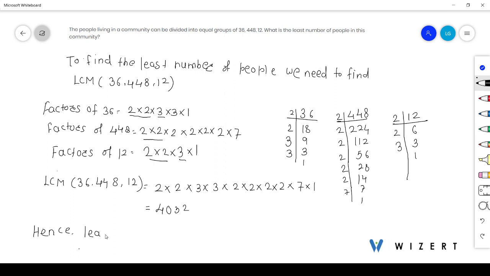Hence, the least number of people living in this community is 4032.